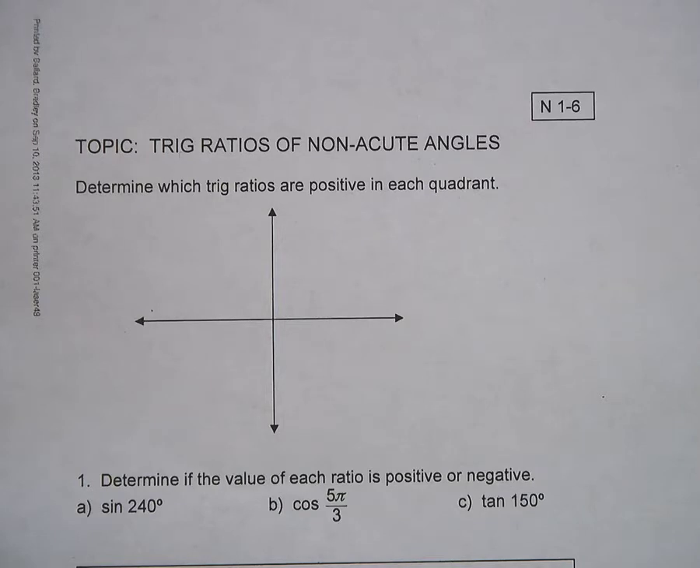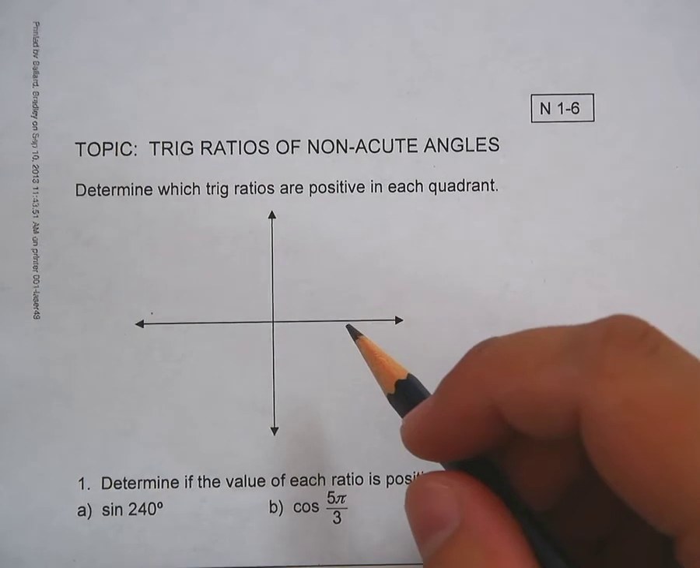Couple of things here right off the bat. We're going to be discussing trig ratios of non-acute angles. Remember, non-acute means that it is bigger than 90, right? So far, we've been dealing with just a lot of acute. Well, today we're going to be learning about non-acute. This is kind of getting into the big boy trigonometry, right? Big boy classes here. Going through your non-acute angles, the first thing I want to do is look at your quadrants. Determine which trig ratios are positive in each quadrant.